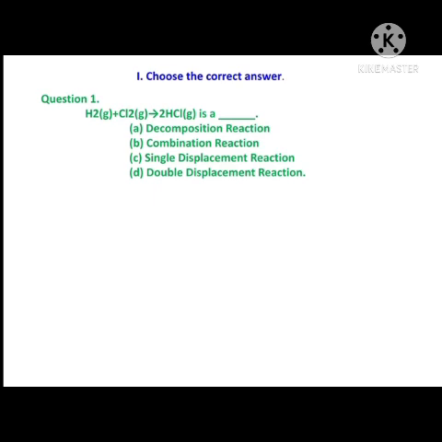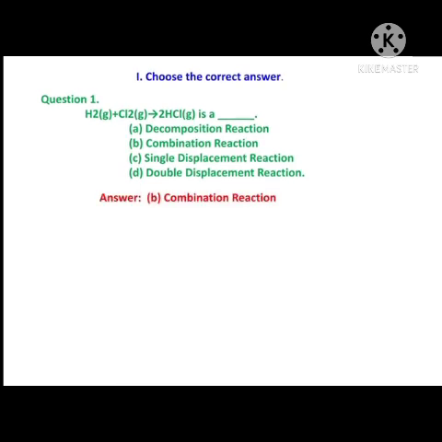double displacement reaction. Therefore, our reaction, hydrogen reacted with chlorine to form hydrogen chloride, is a combination reaction, because chlorine reacted with hydrogen to form hydrogen chloride. That means two or more reactants combine to form a single compound. This is a combination reaction. So, the first question answer is combination reaction.